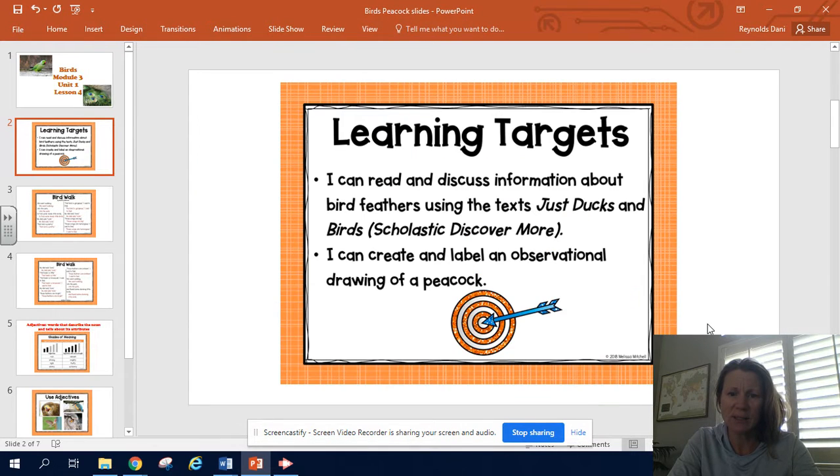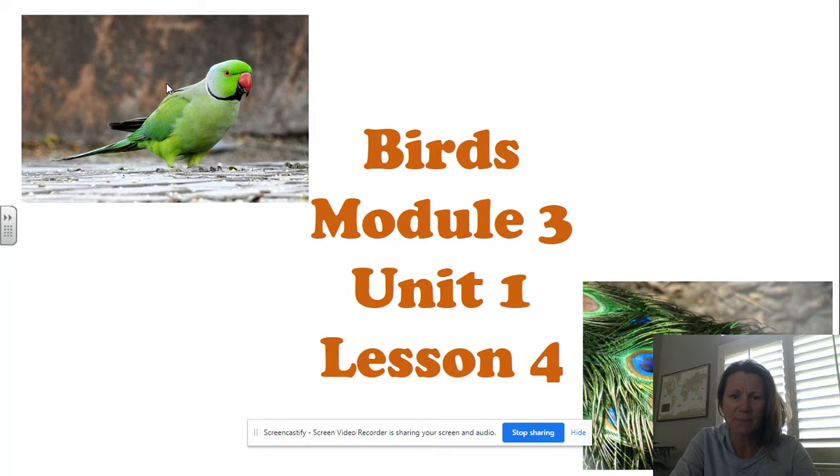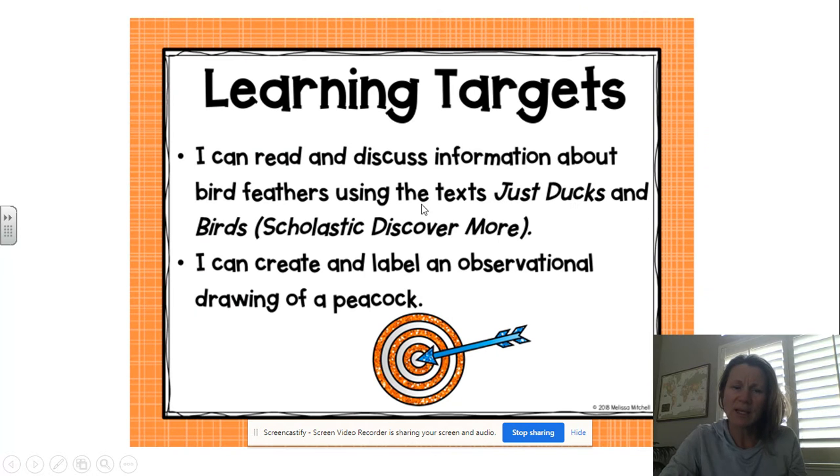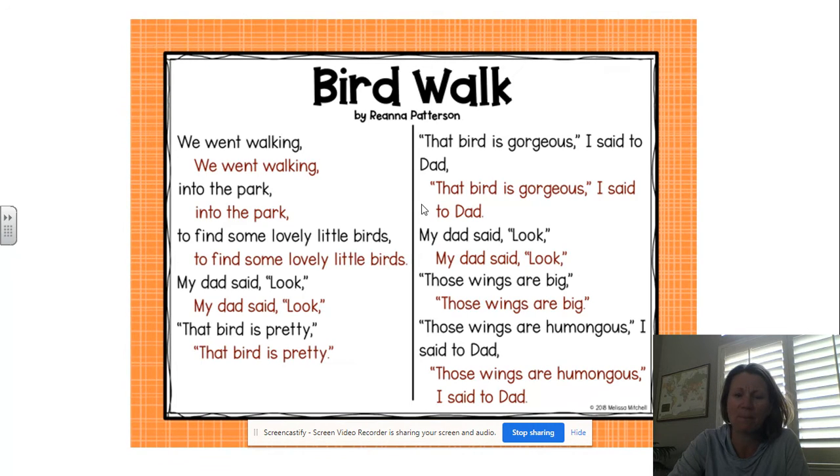Then your second is, sorry, let's make this a whole page again. The second is I can create and label an observational drawing of a peacock. And that's going to come about in your notebook. There's a picture of a peacock in here that you can observe, or you can go online and get some more information about peacocks. Then you're going to draw a picture of a male peacock, label it, and write me a sentence about it.